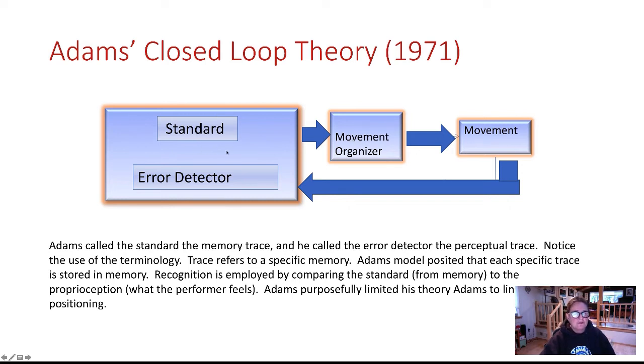So imagine if I were running through the park and everything's going just fine. No problem. I'm getting really good feedback. Everything's just fine. The comparison of the memory trace to the perceptual trace is actually just fine. But all of a sudden, I step on a root. My system is able to recognize that there is a difference between the standard and the feedback that I'm receiving, the error detection. And so I have to reprogram.